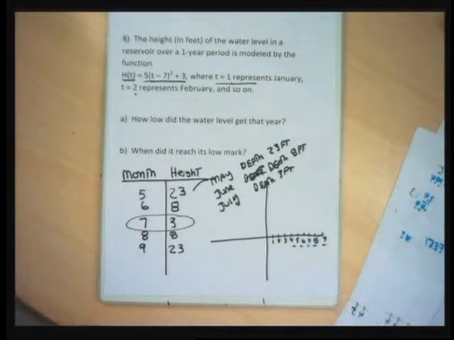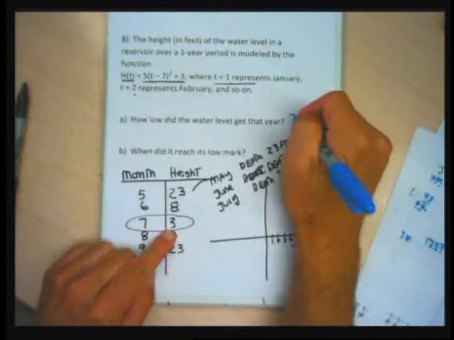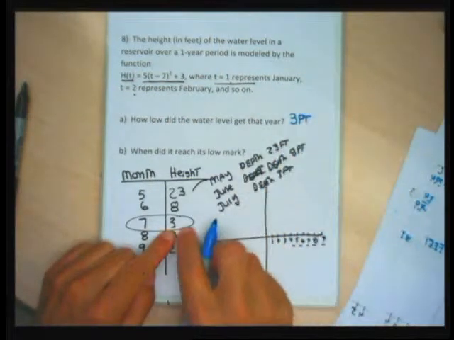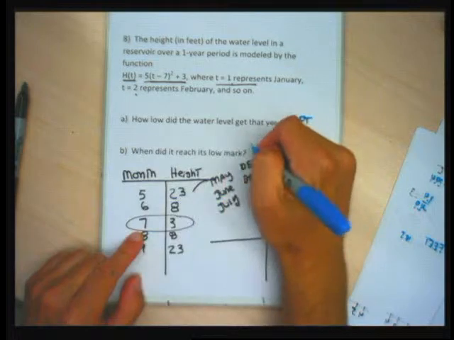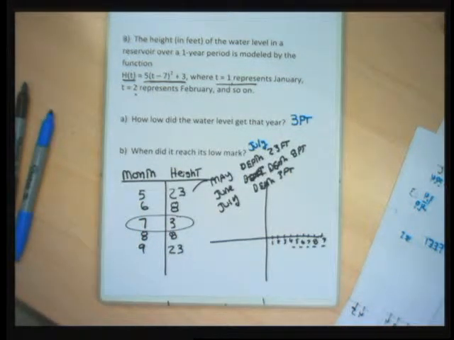So I can answer the question now. How low did the water get? It got to 3 feet. That's the least amount. And when did it get to that? In the 7th month of the year. And the 7th month of the year is July. Again, no algebra to do.